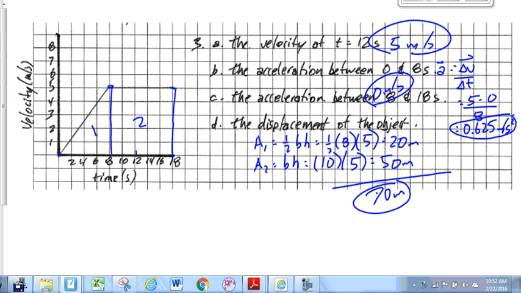Hey, one more thing that I could have asked you there that I didn't. What's the average velocity over the entire thing? The average velocity of the entire graph. How would you do that? There's only one equation you can use for average velocity, right? V equals d over t.